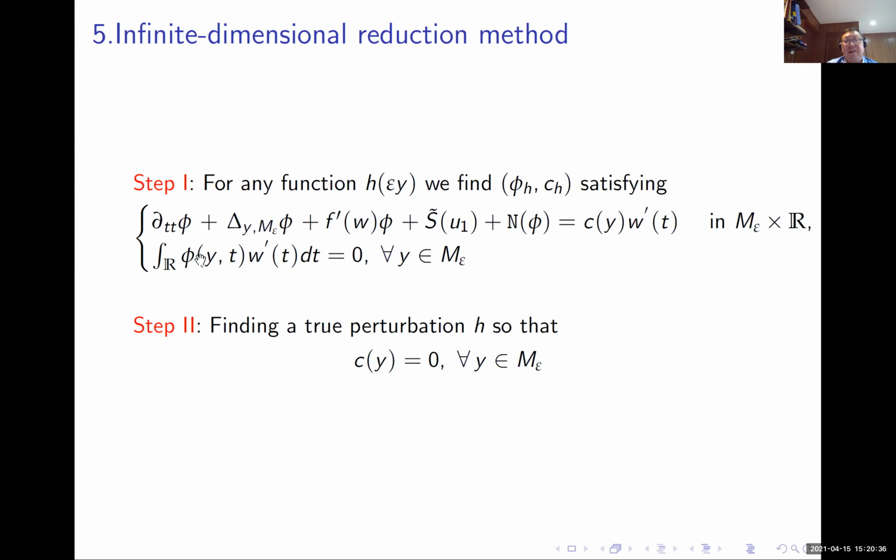So now how to solve the first problem? We have infinitely many orthogonality conditions. Infinitely many. At any point I have an orthogonality condition. Every point.